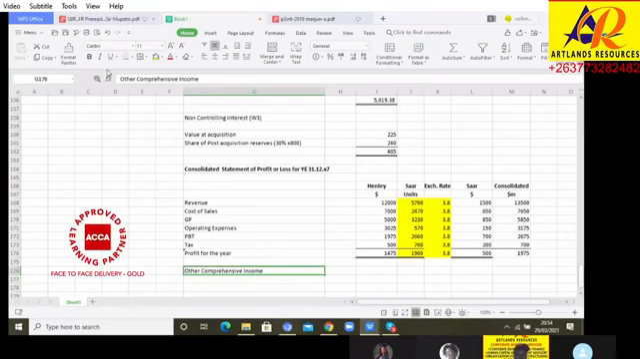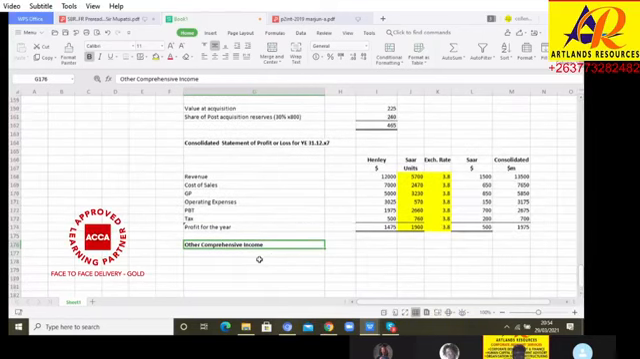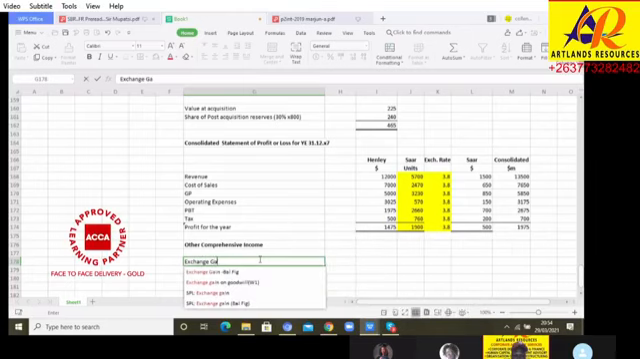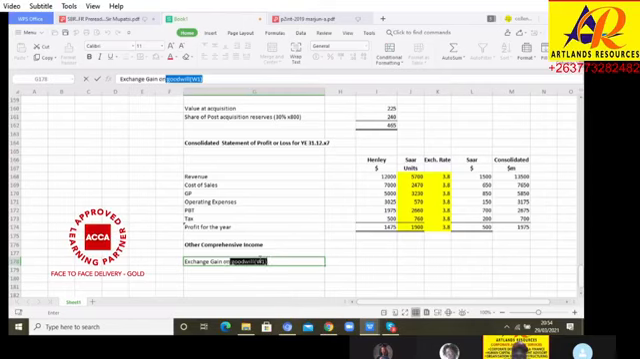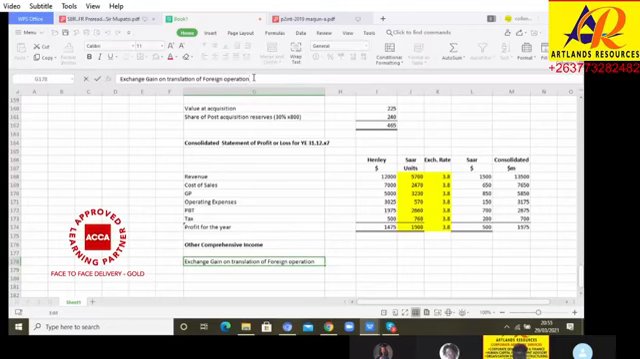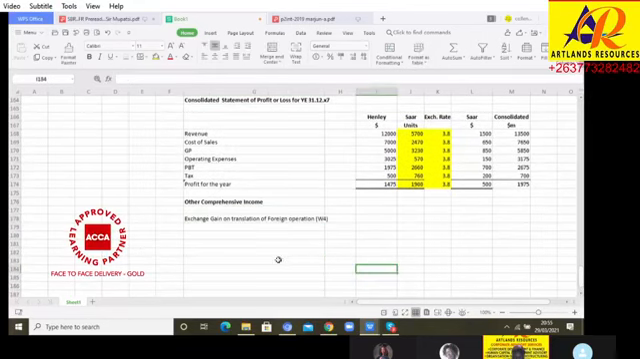Now, other comprehensive income is now exchange difference on translation of foreign operation. Now, these are gains. You now say exchange gain on translation of foreign operation. Now, when you are preparing exchange gain on translation of foreign operation, you can now say working for. This one is a very, very short working because all figures we have.